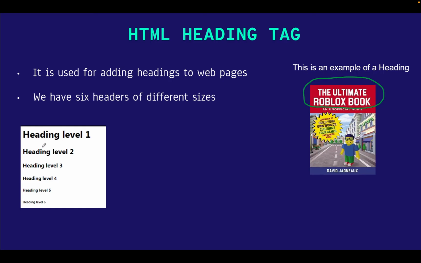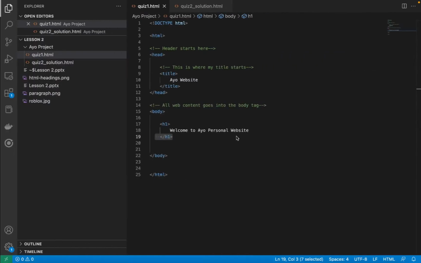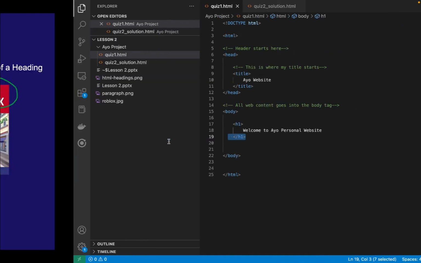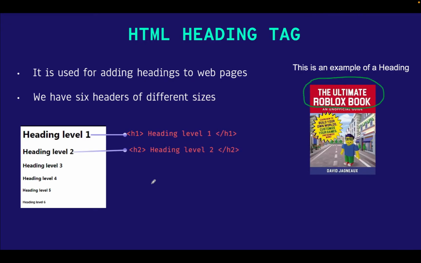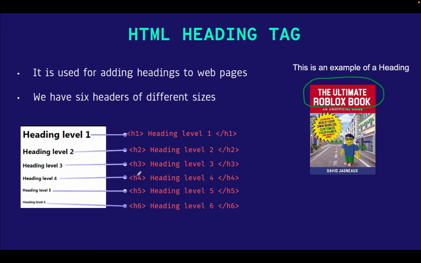To define these headers in your code, there are different ways of doing that. For header 1, you do h1, which is what we've been doing here, right? For header 2, you do h2. For header 3, you do h3 right here, and this one h4 and h6. So let's just go through an example of how to do this.